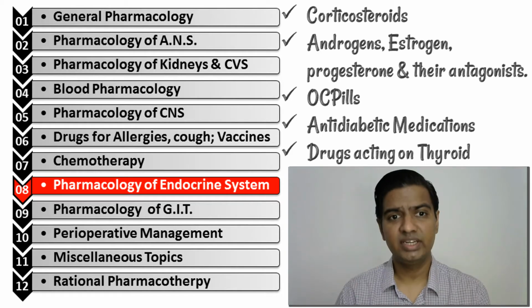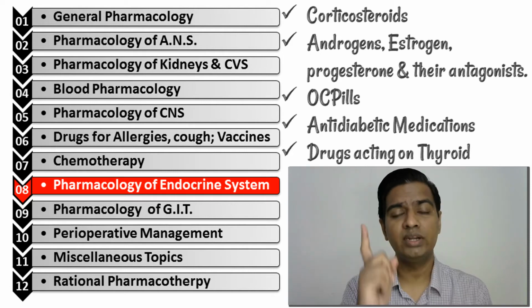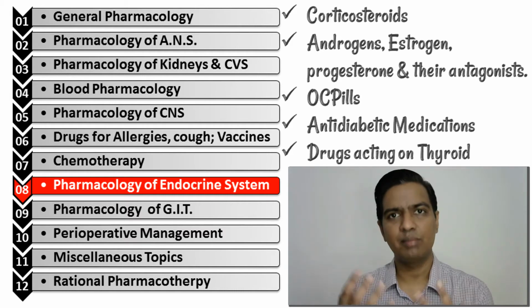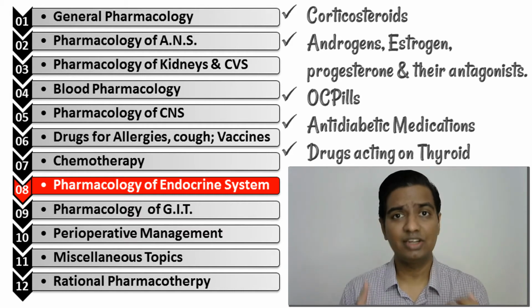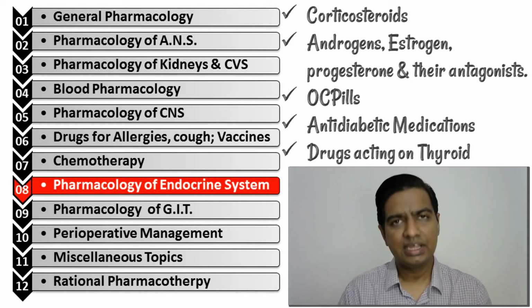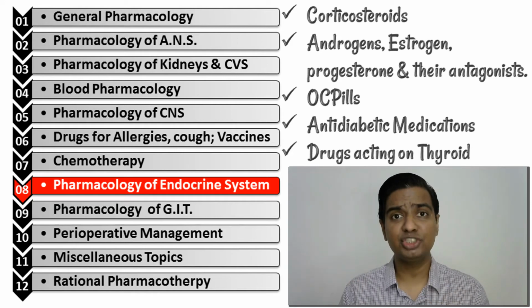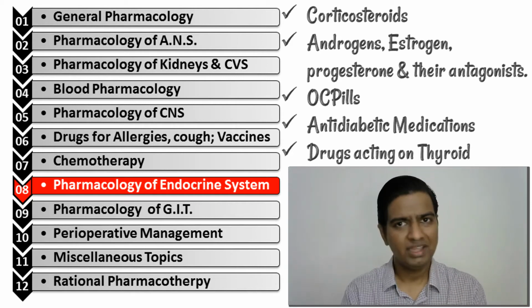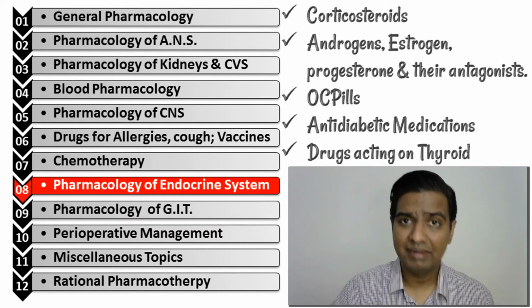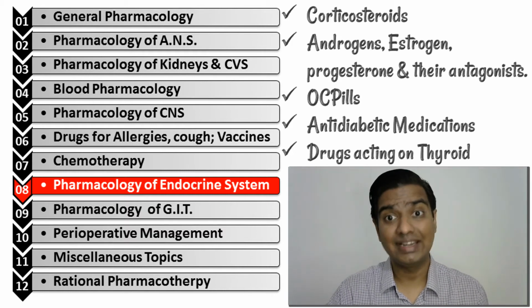The next unit is pharmacology of the endocrine system. Here, the number one topic that you should be absolutely aware of is, of course, anti-diabetic medication. But apart from that, corticosteroids, androgens, estrogens, progesterone and their antagonists, so that you can explain oral contraceptive pills to your patient, are very, very important. You should also understand the medicines that act on the thyroid gland.